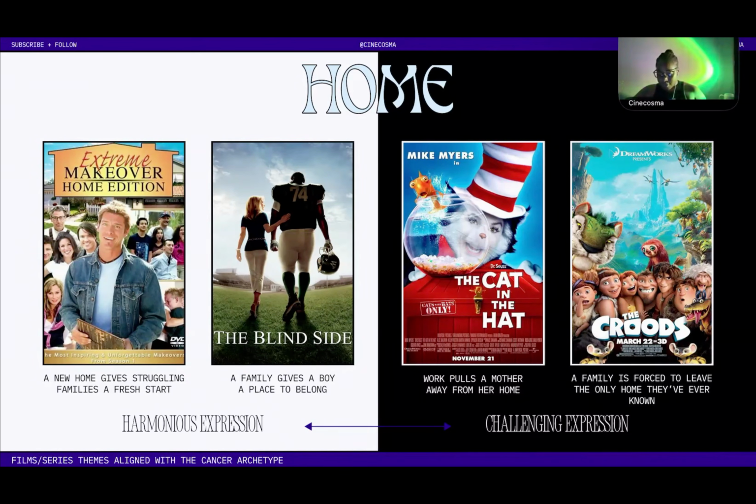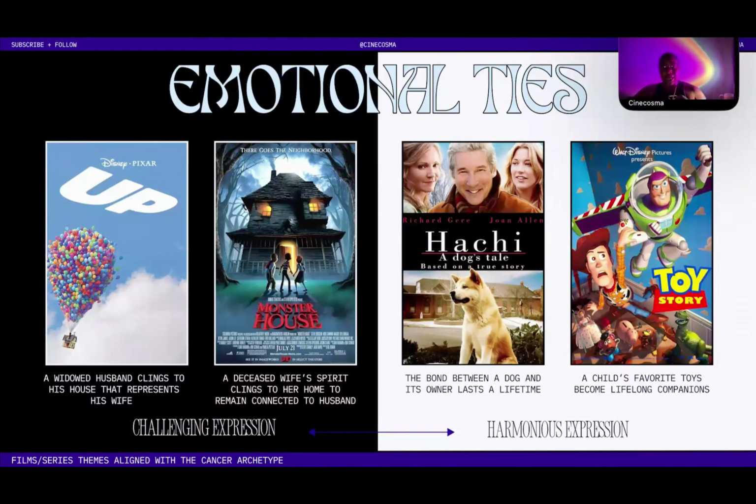There's a father figure. He's obviously again the head of the household, the head of the family. And so we're just kind of seeing what this family does, having to migrate from their home while also juggling being teenagers. And so again, I put that under challenging expression. All right, let's move on to the next example, emotional ties.